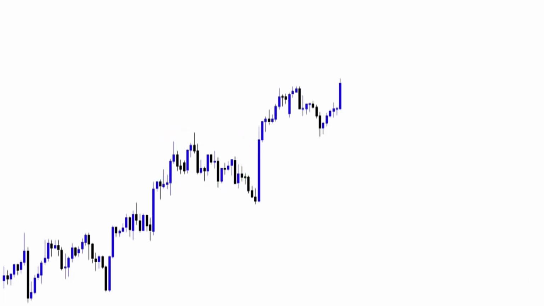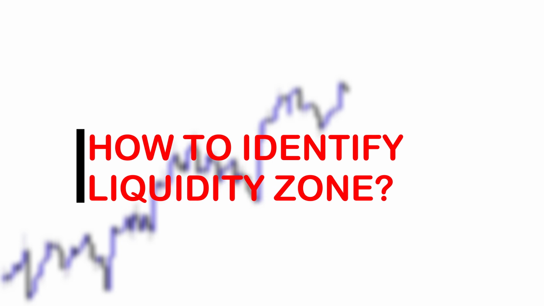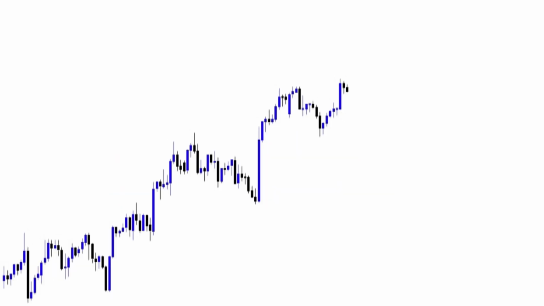Now a question might arise in your mind about how to identify the liquidity zones. So, basically the liquidity zones are the areas where a lot of the retail traders initiate their buy or sell position. Let us understand this with an example.